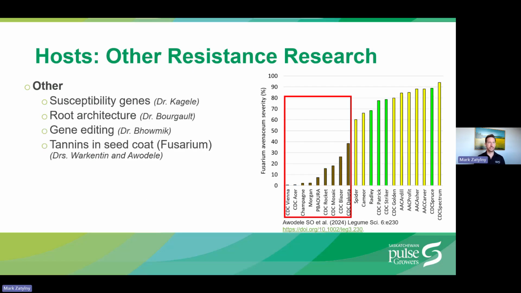There is other research obviously going on with this resistance. So looking at susceptibility genes, root architecture, gene editing, and work with tannins in the seed coat for fusarium, as we have seen some where there's a darker seed coat, it is less appealing to fusarium to infect.